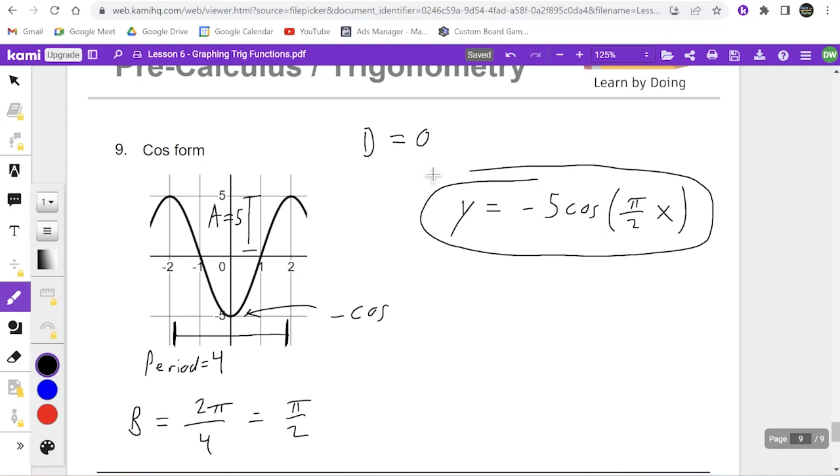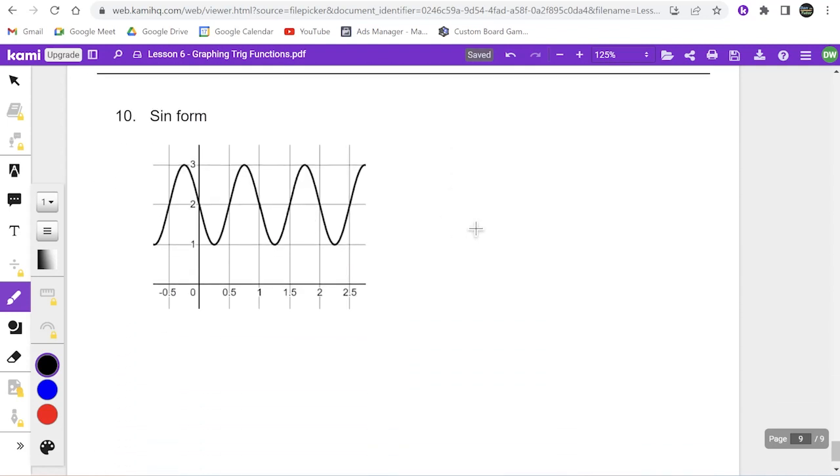And then for the very last one, number 10, sine form. Looks like we've got some fun decimals here, but that's okay. So first thing I'm going to realize, midline is clearly at 2. If you don't trust me, you can say midline equals top 3 plus bottom 1 divided by 2. You are going to get 2 if you do the math. So that means D is equal to 2. So I'll put the dotted line there for the midline. Amplitude is going to be A equals 1.